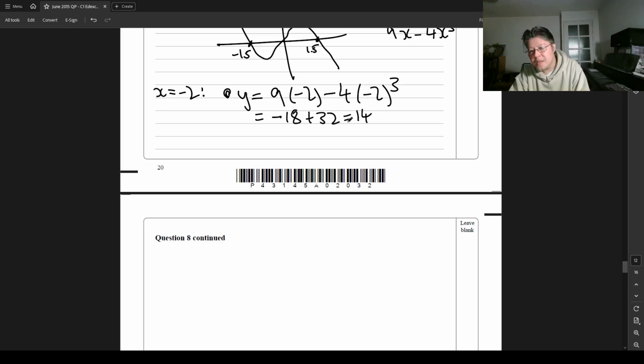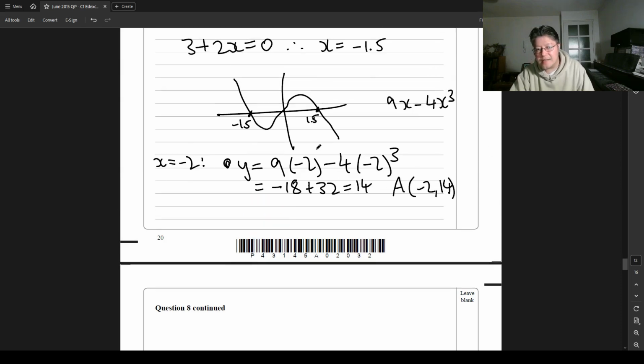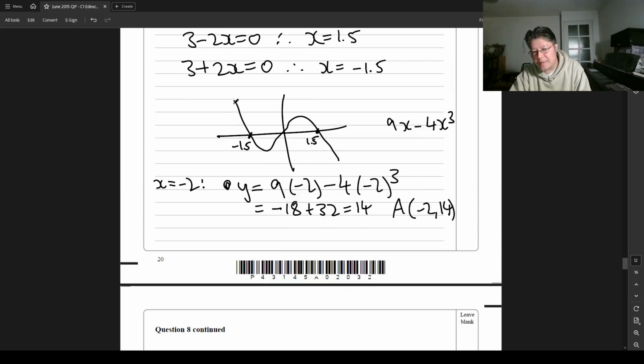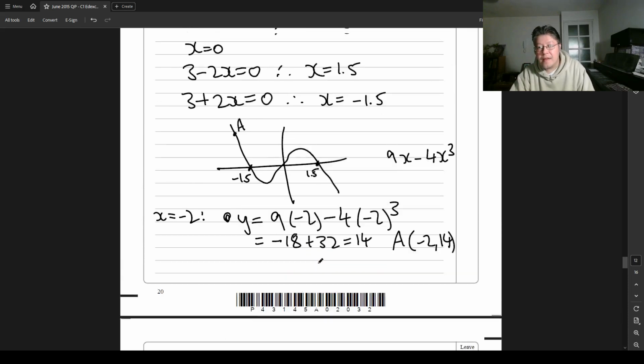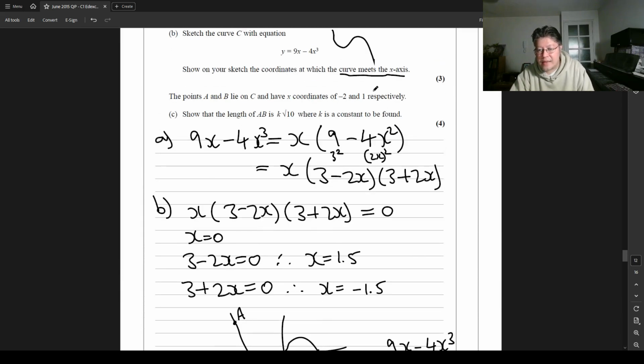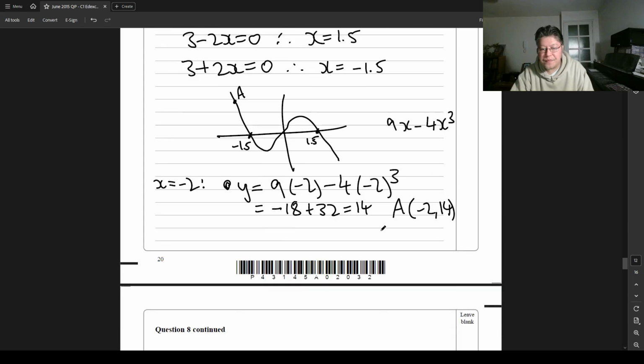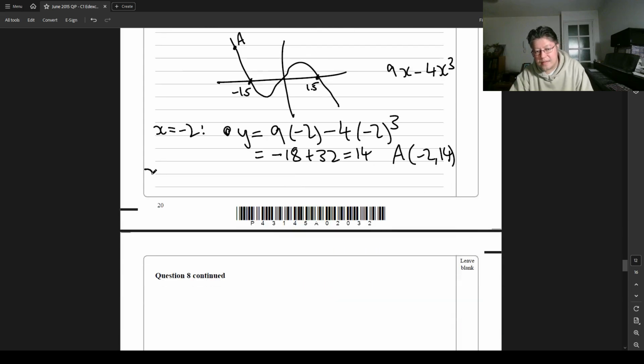Yep. So we have the coordinates of A. It's minus 2, 14. So that's somewhere on the picture. It's somewhere over here. If we were going to put it in, don't have to, but that's where it would have been. The next coordinate, x is equal to 1. So x equals 1. We're going to substitute that in to here.